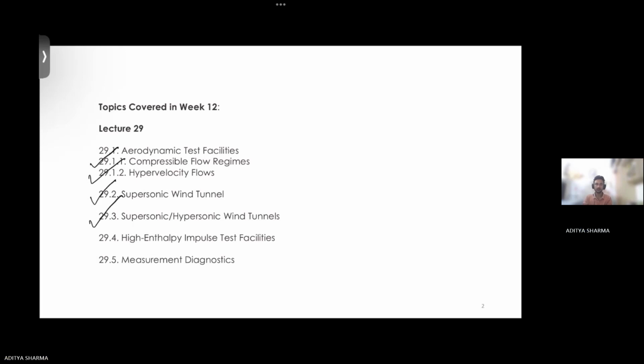After this, we have the gun tunnel setup, right. It is used to simulate hypersonic flow which has high stagnation pressure and moderate stagnation enthalpy, right? Its setup also we shall see later.